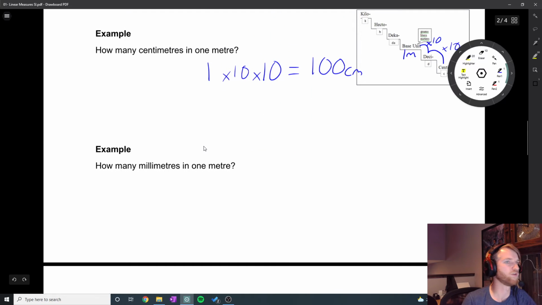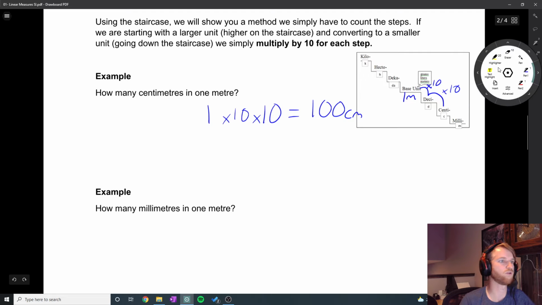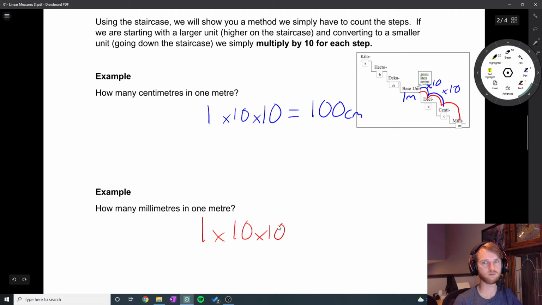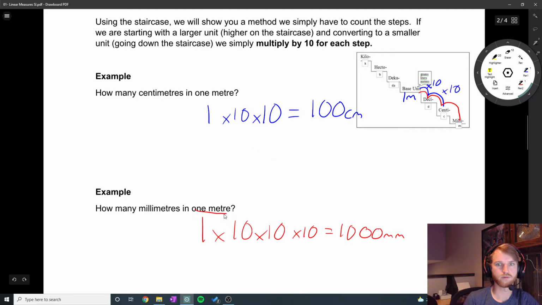Okay, how many millimeters in 1 meter now? This one you might not know off the top of your head. You can figure it out if you think about it for long enough. But we're going from 1 meter down to millimeters. That is going to be 1 step, 2 steps, 3 steps. So that's times 10 times 10 times 10, 3 times. So 1 times 10 times 10 times 10, and that's going to give us 1,000 millimeters. So 1 meter is the same thing as 1,000 millimeters.